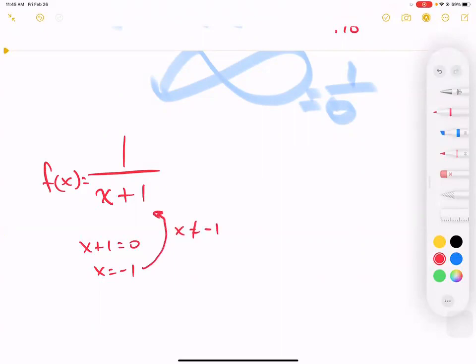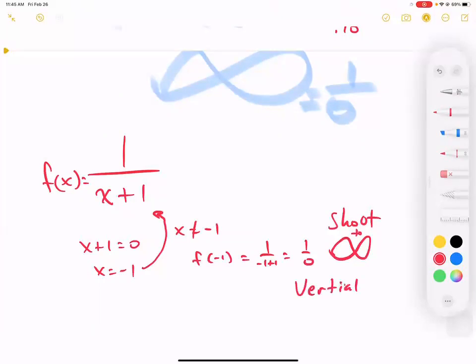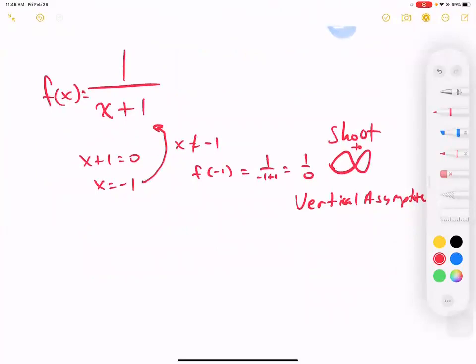Nope, x cannot be negative 1. And that's our point. We're looking for values that this would not work at. If x was negative 1, we would be dividing by negative 1 plus 1, which is 0. And this leads me to say infinity. That's what we're really saying. This graph is going to shoot to infinity. It's going to go to the moon. And this leads us to say this is a vertical asymptote. So on a graph, this is what I would automatically start drawing.